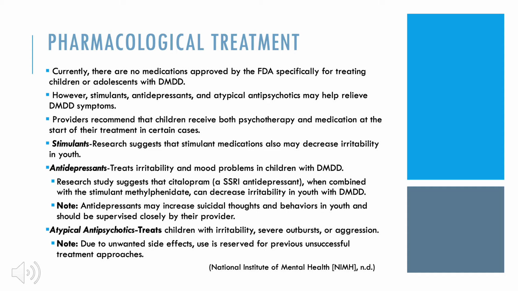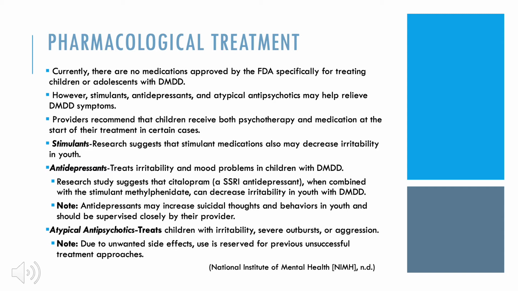Stimulants are used to decrease irritability in youth with DMDD. Antidepressants treat irritability and mood problems in children with DMDD. Research studies suggest that citalopram, when combined with the stimulant methylphenidate, can decrease irritability in youth. Please note, antidepressants may increase suicidal thoughts and behaviors in youth and should be supervised closely by the provider.